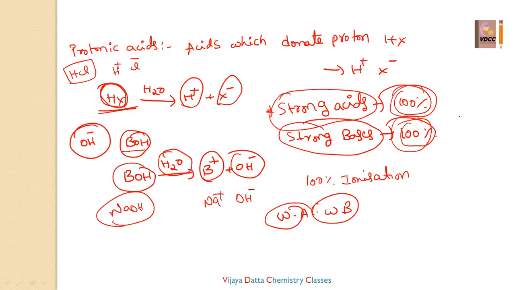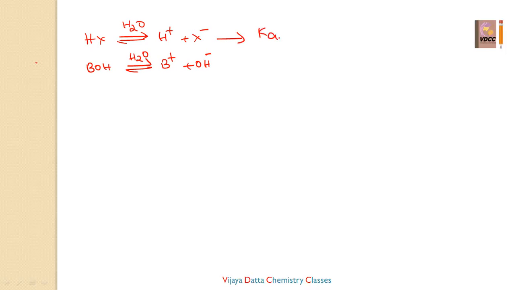The process of ionization can be considered an equilibrium process, like this. HX is a reversible reaction in presence of water, giving H plus and X minus. If I take BOH, then the reversible ionization gives B plus and OH minus. The dissociation constant for an acid will be Ka. How to write this Ka? Product of concentration of products by product of concentration of reactants, just like Kc.